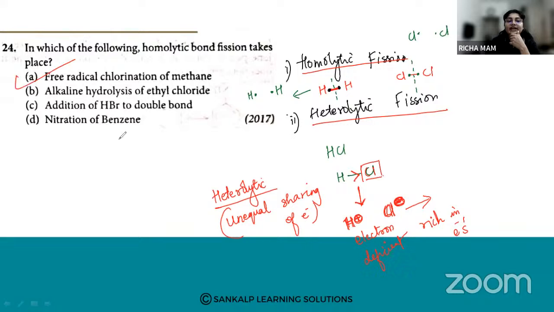Now, how does the free radical mechanism take place? It takes place in the presence of a halogen and light. Your chlorine molecule, or any halogen you have taken, will cleave homolytically, and then at each step a free radical is added. So free radical formation takes place due to homolytic fission. Yes, so option number A is the correct answer. Very good. I hope it is clear.